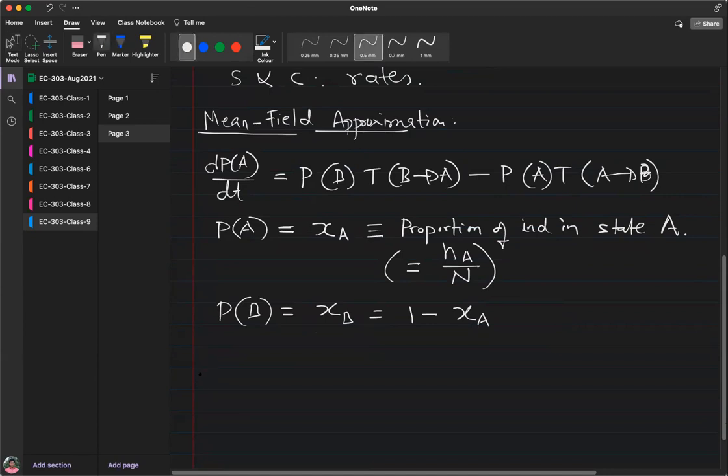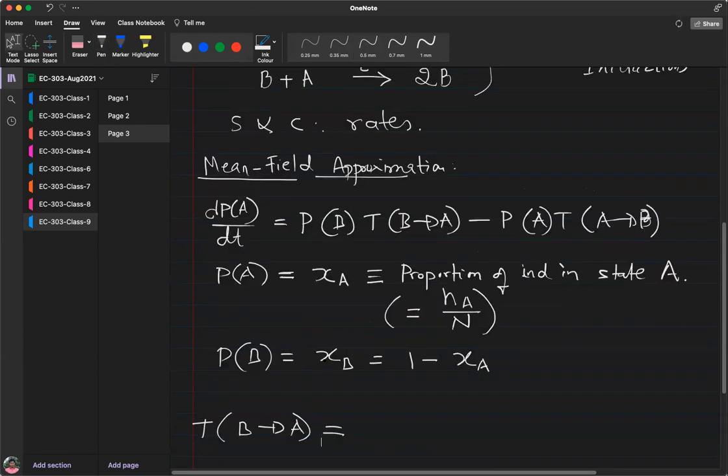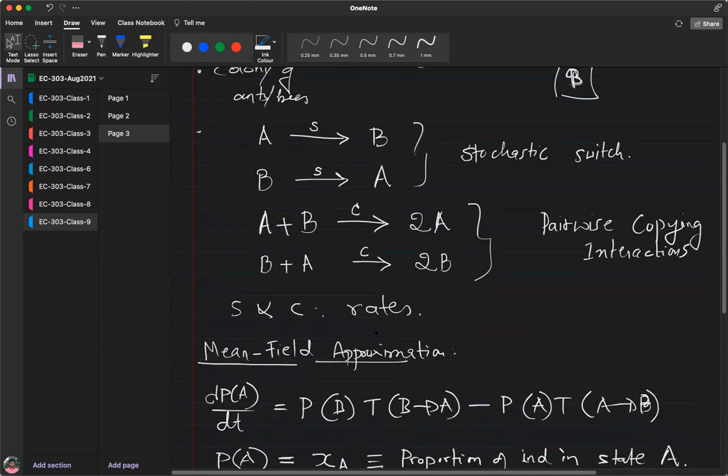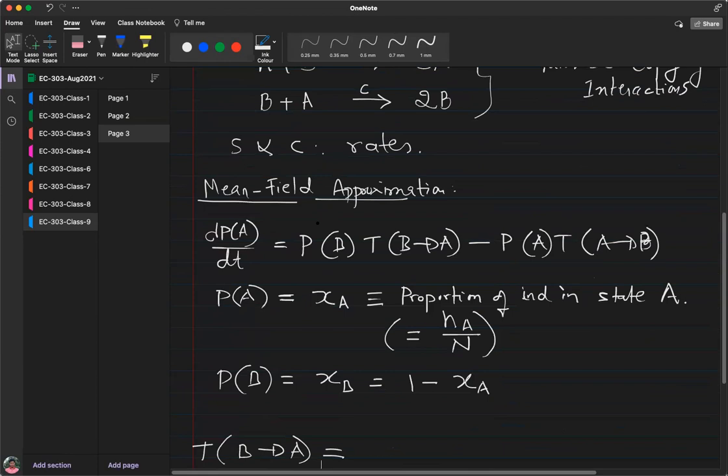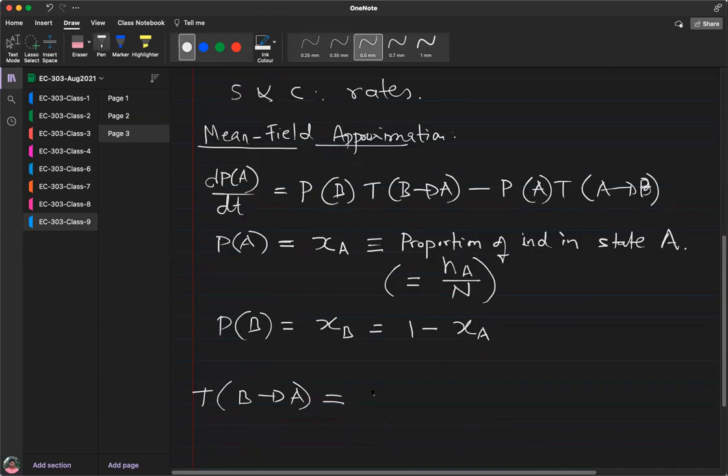Let us now write down the transition probabilities. First, the transition rate from state B to A. How can B become A? One way is a stochastic switch. This is a density independent event, which happens independent of any interactions, and therefore it is just proportional to S. Does everyone agree with this? That's just S.